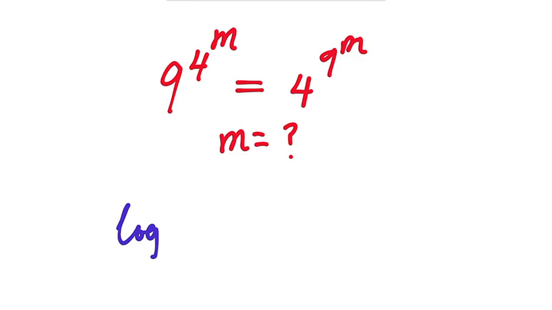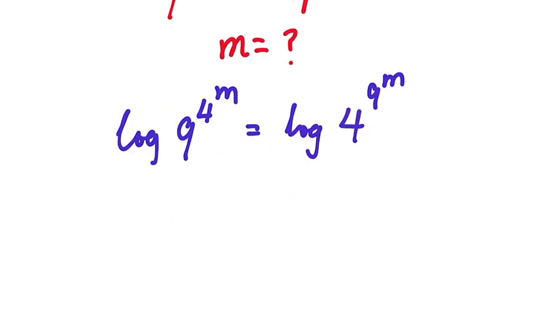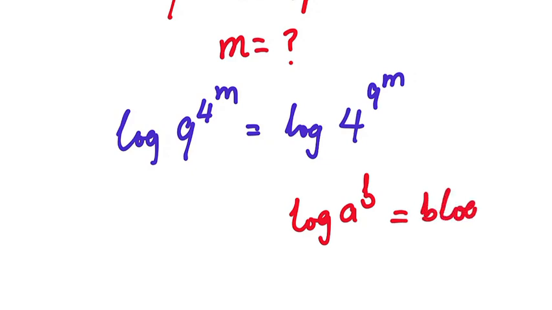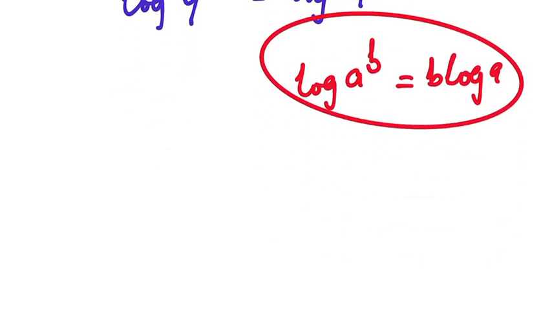That is, I'm going to have log of 9 to the power of 4 to the power of m equals log of 4 to the power of 9 to the power of m. All right, and you know from the law of logarithm, whenever you have log of a to the power of b, this will be b log a. That is what we are going to be using there. All right, so moving on.